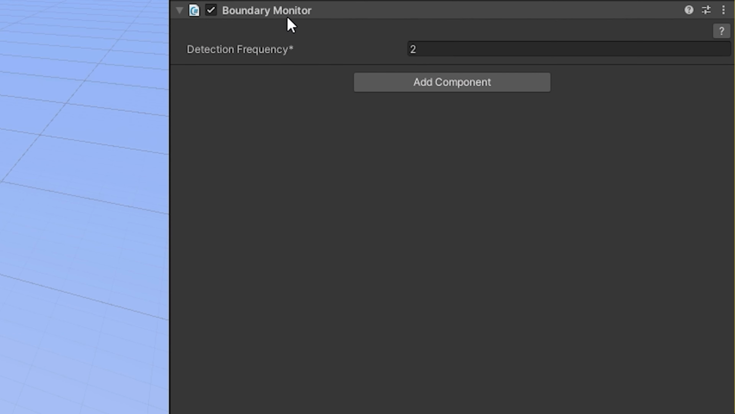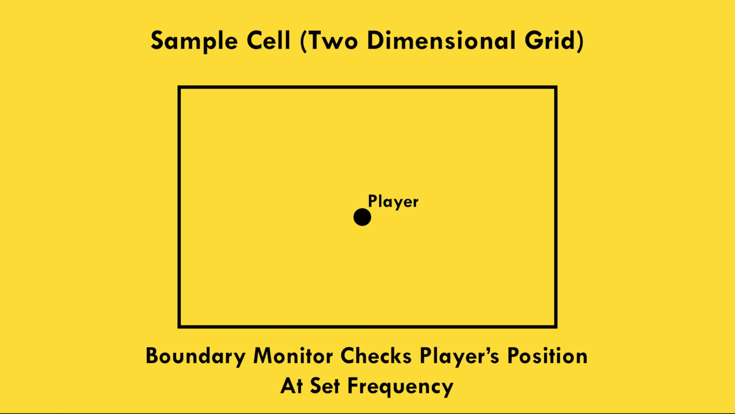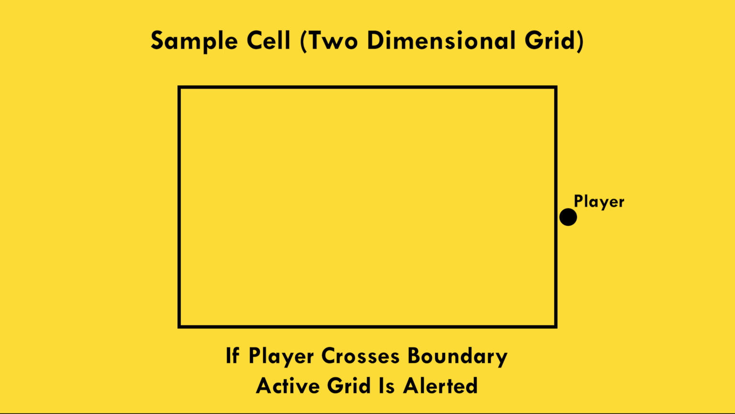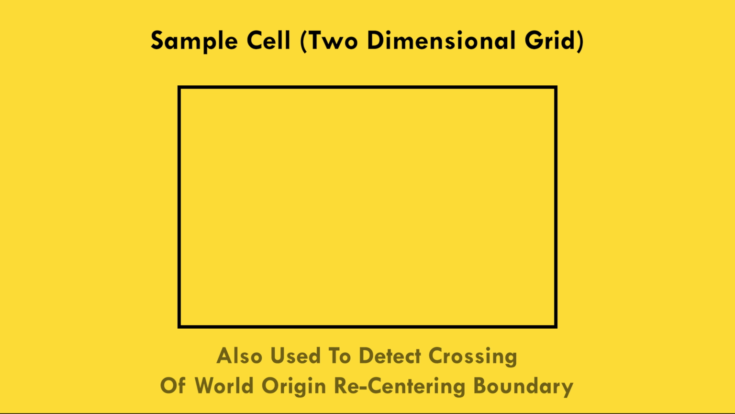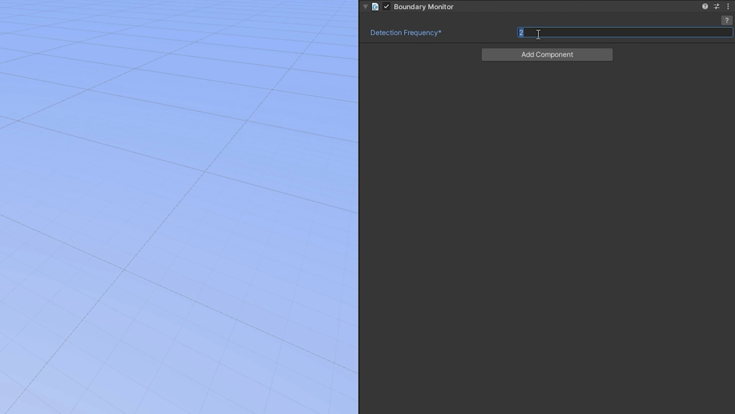The boundary monitor is responsible for monitoring cell boundaries in order to determine when a player has crossed from one cell into another. It is solely used in combination with active grids, so if you stop using active grids in the future, you can safely remove this component as well. The detection frequency is the default frequency at which the boundary monitor will check the player's position to see if they've crossed a boundary. The value you choose will depend on the speed that your player moves and the size of your streamable cells, with faster players and smaller cell sizes requiring smaller values.